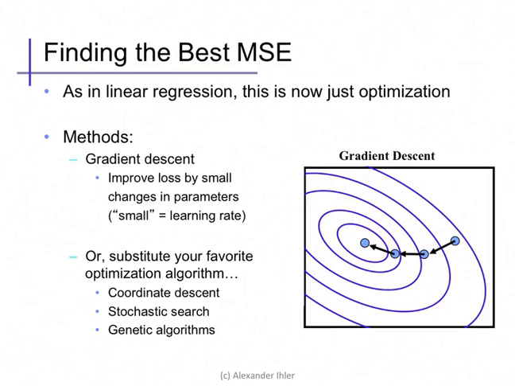As we saw in linear regression, this is now just a standard optimization problem in the parameter space, and we can use whatever algorithms we like. Gradient and stochastic gradient descent methods are useful and very all-purpose, but we could also substitute whatever alternatives we prefer, like coordinate descent algorithms, stochastic search, genetic algorithms, or others.